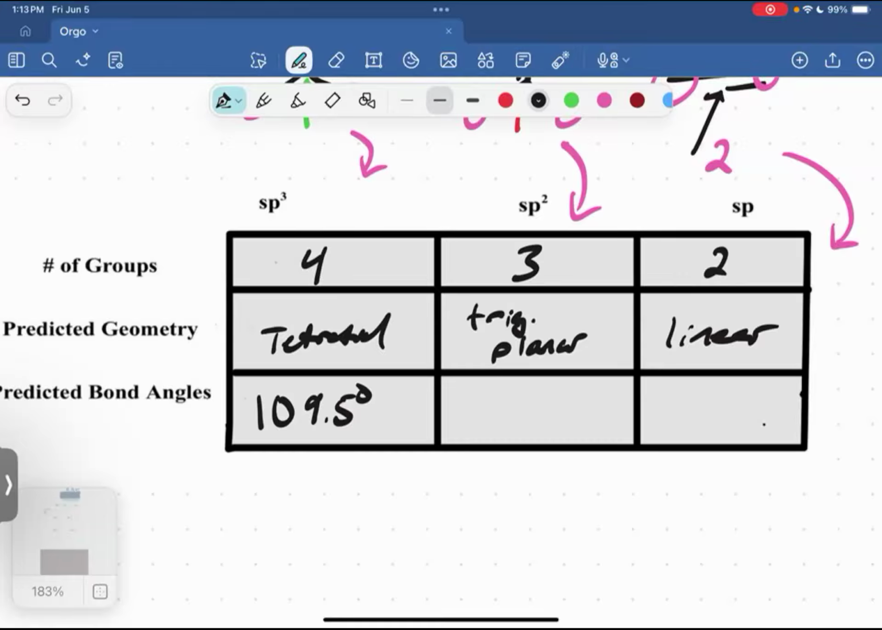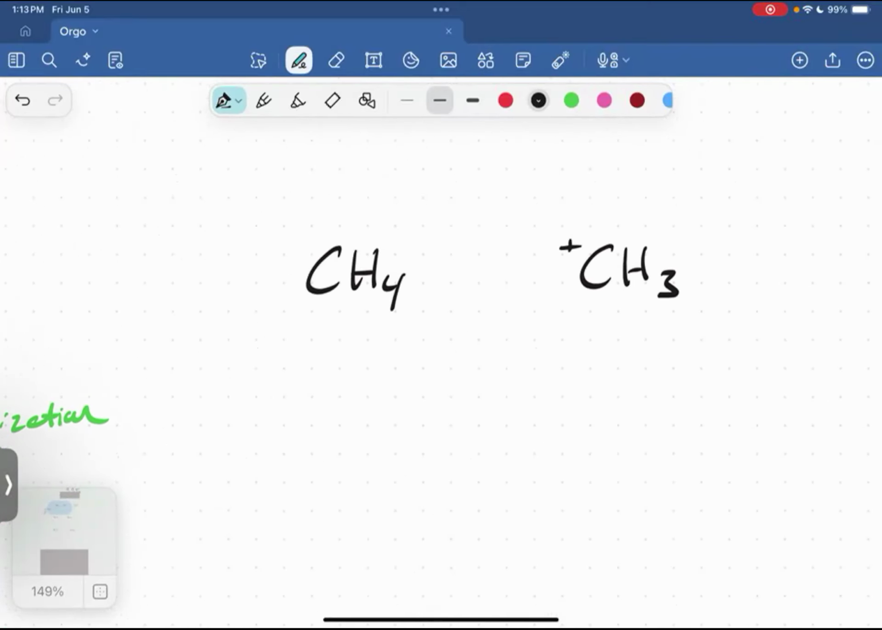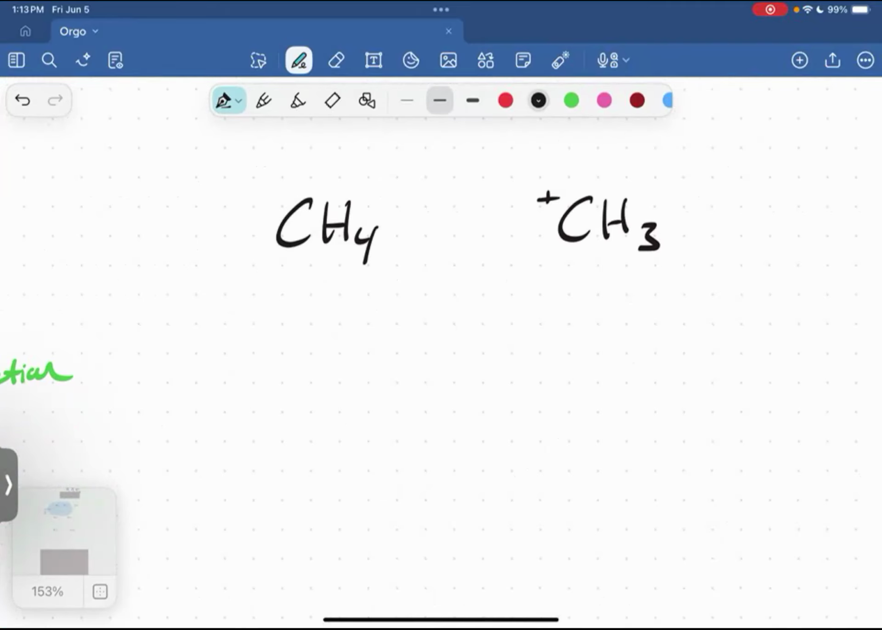All right. Trigonal planar is going to be 120, and sp is going to be 180. All right, so let's do a couple examples. You should be able to, from Gen Chem, piece together some Lewis structures, but we're going to go from formula to Lewis structure.